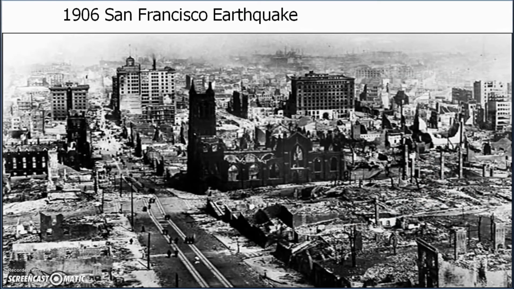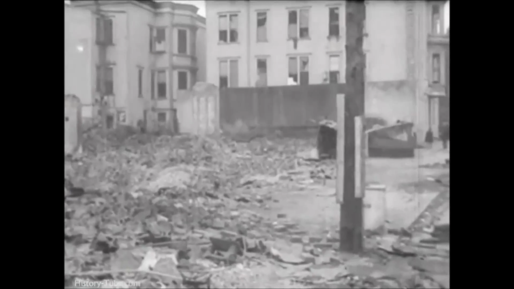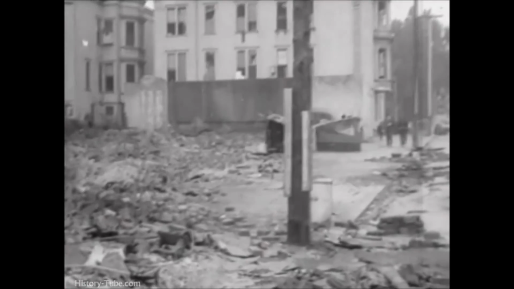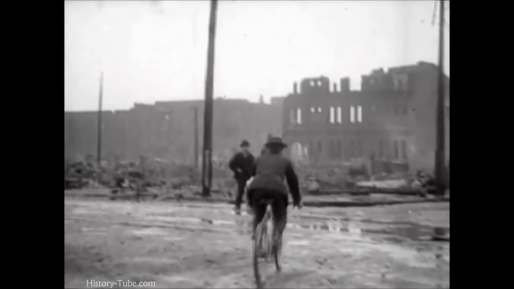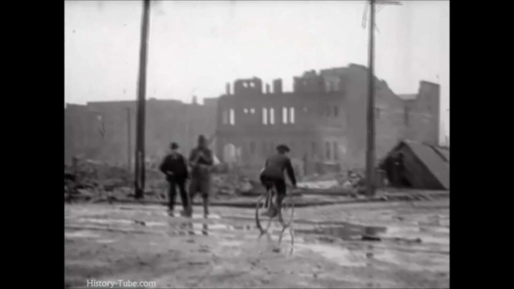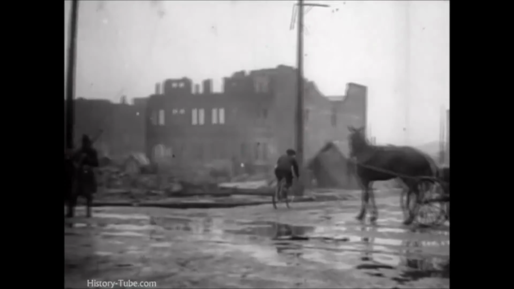Yes, then the earthquake hit, and it was very devastating. Over 3,000 people were killed. The property damage was huge. And what's interesting is that this would have been one of the first natural disasters to have been widely filmed, and you can see this as actual moving pictures. And remember, this is 1906, and the Wright brothers had just invented the airplane very recently.